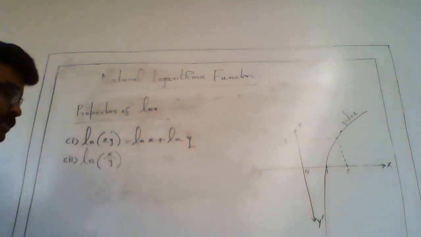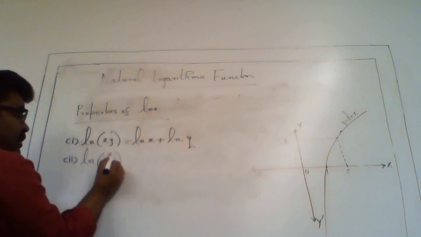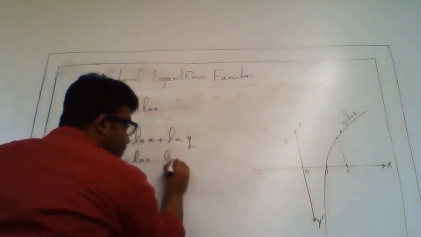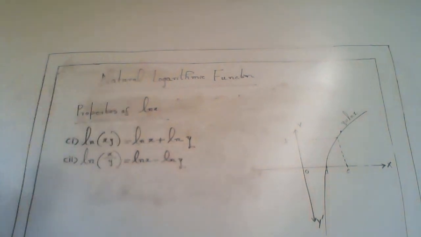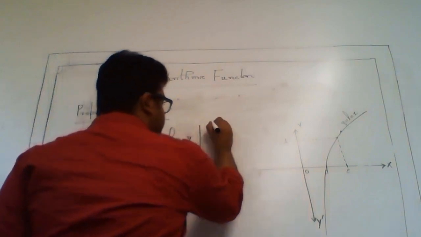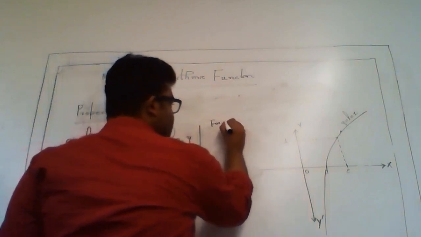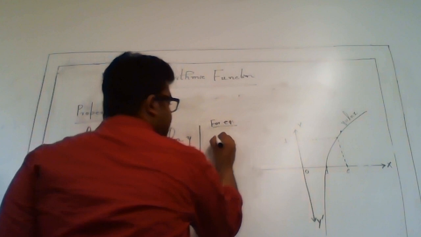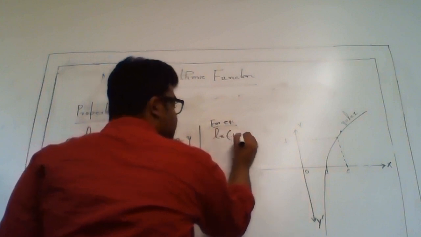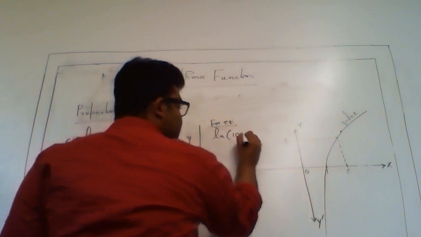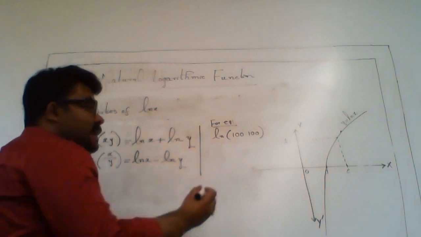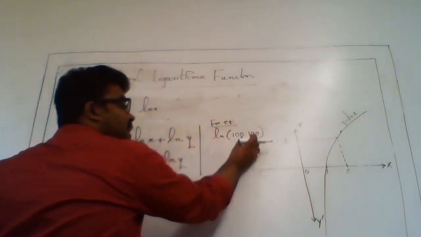What is that? So ln applied to the quotient of two numbers is equal to ln x minus ln y. Let me illustrate these two formulas with some examples. Say you want to calculate ln of 100 times 100. It's a very big number, right?